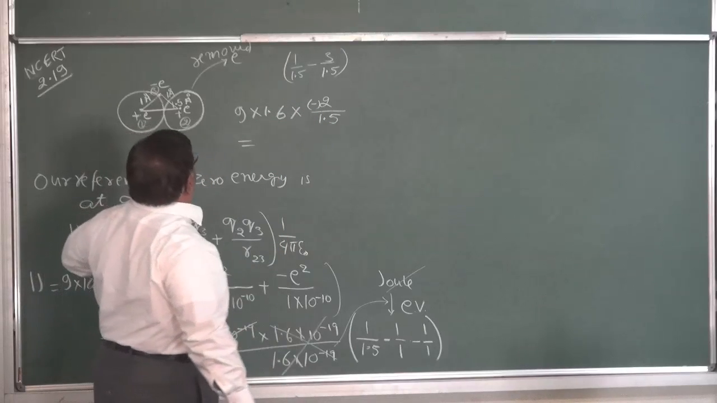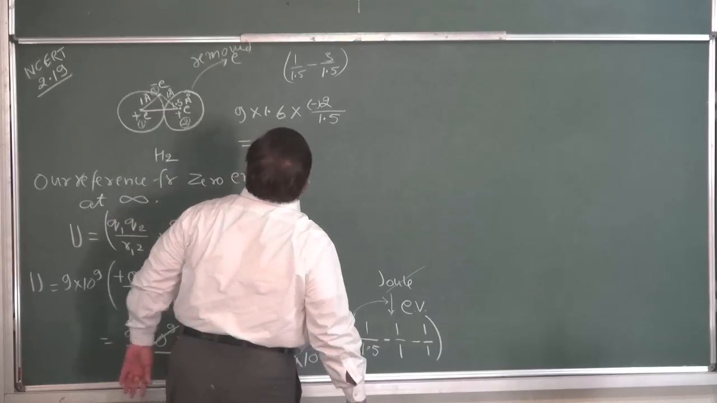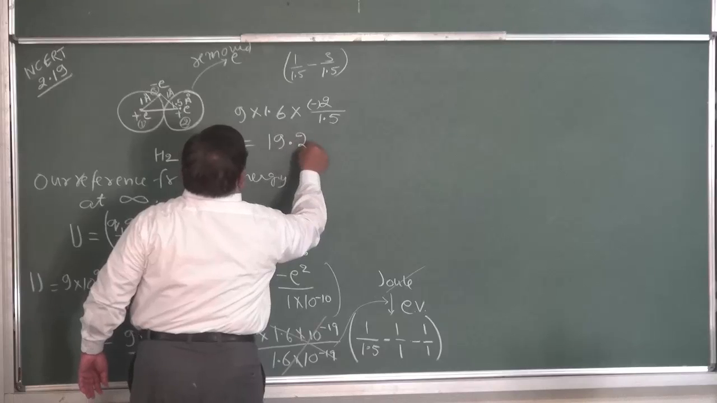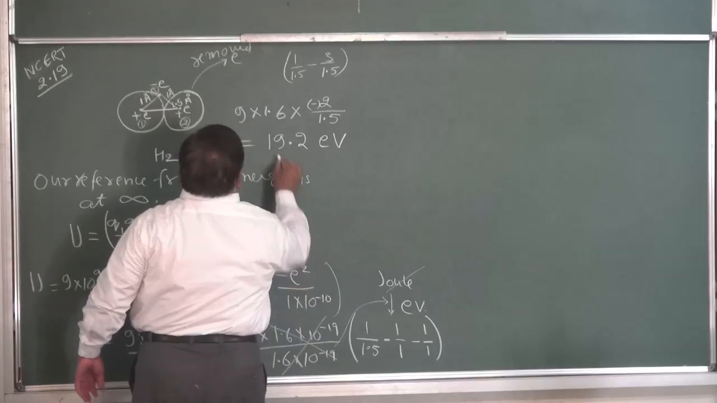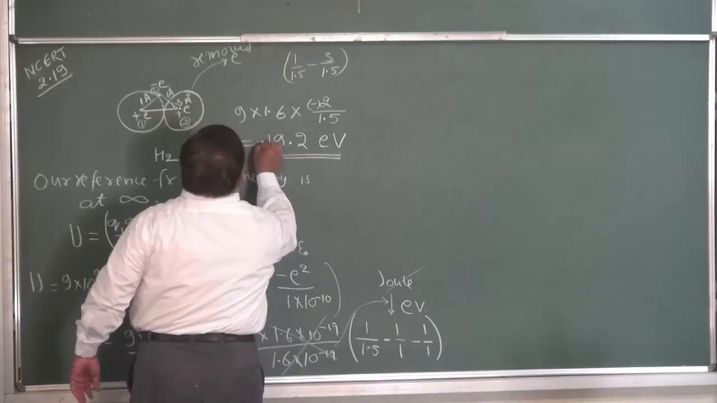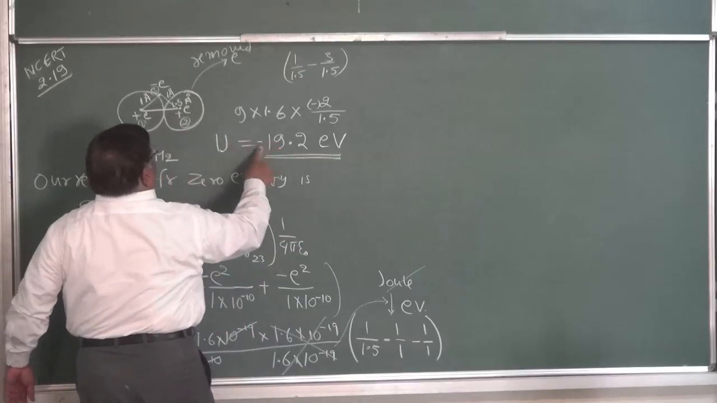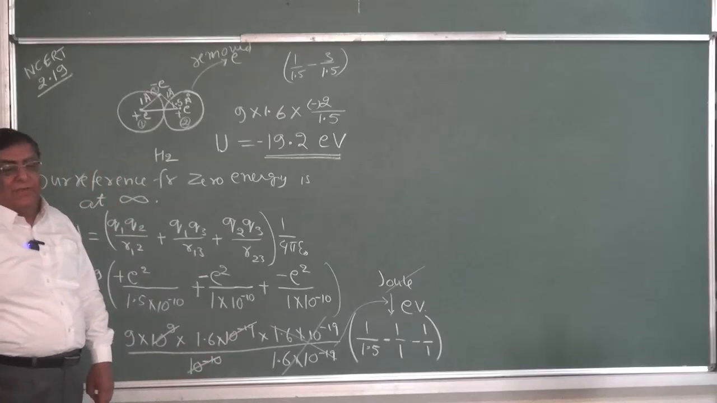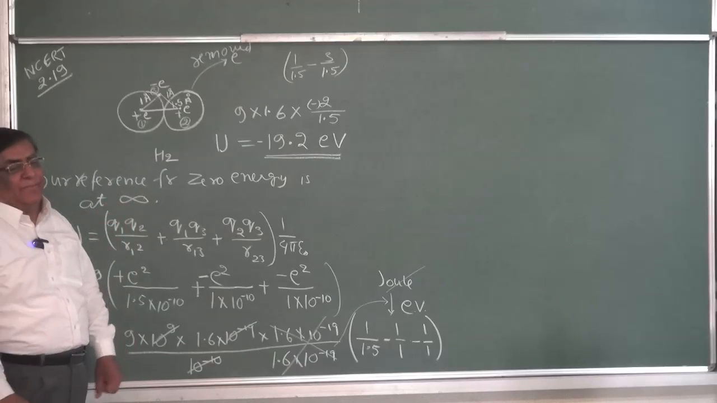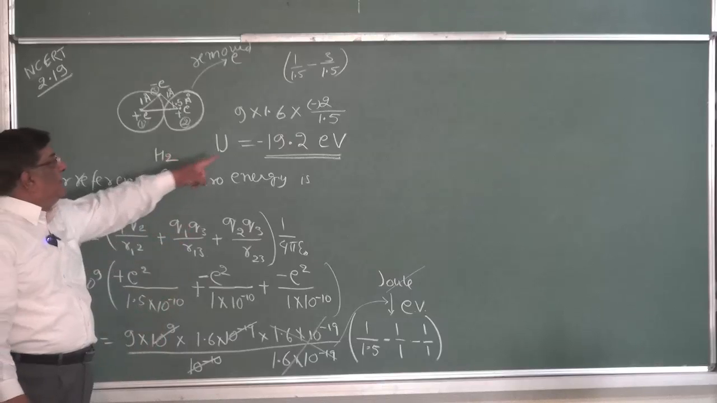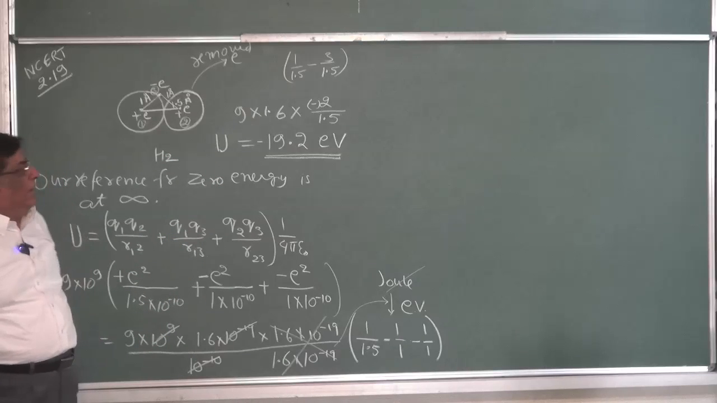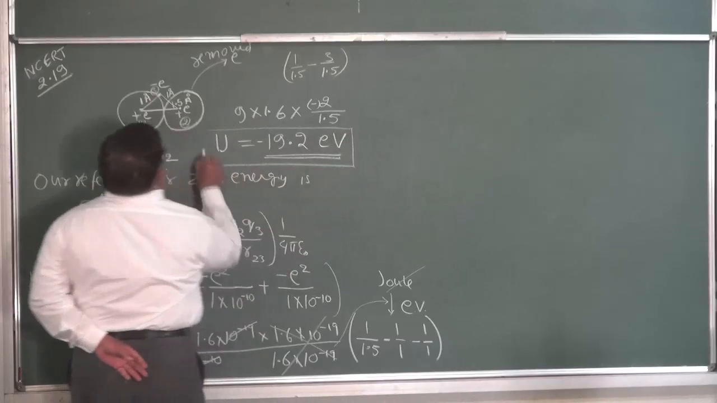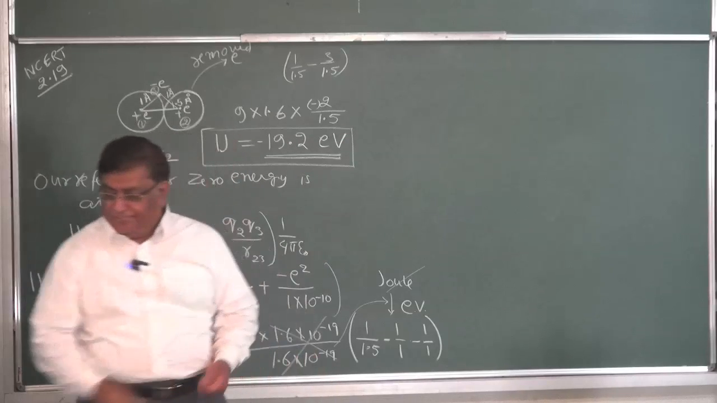And when you solve this, okay, this comes to 19.2 electron volt. This is the energy and the sign is negative. Because there is negative energy, it is an indication that there is a force of attraction between them. Always for a force of attraction the energy will be negative. Okay, so this is our answer for the energy of the system.